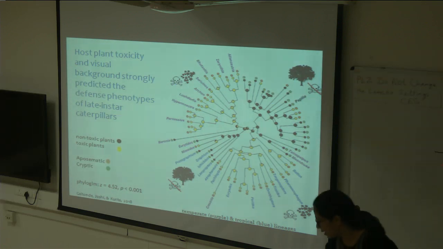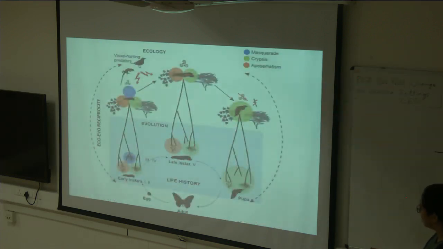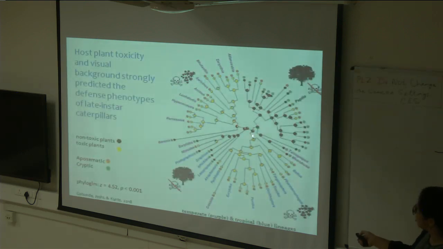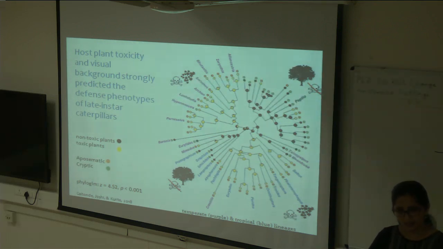So we tried to synthesize this as a feedback loop. Basically you have these different stages, small and adult caterpillars, pupae, but at each life history stage you have a different selection pressure, which is reflected in different color defense strategies. We used ancestral reconstruction to show what was the ancestral trait for this group, at a family level, with the data at a genus level, and then the association between these traits.